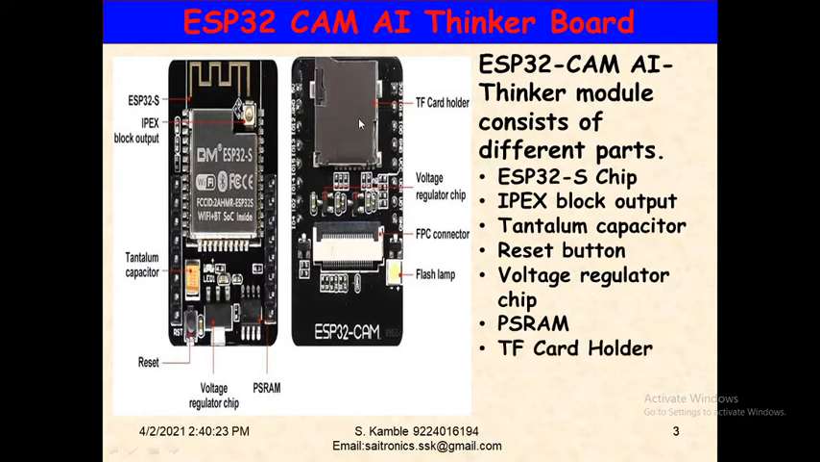TF card holder. This is the TF card holder, meaning memory card holder. You can record the video or you can record the images into the memory card, and for that the TF card holder is there. It has an FPC connector. F means flat, P means printed, C means circuit. Flat printed circuit connector, which is connected here for the camera. Then it has a flashlight. This flashlight is very useful to take the image. And one more thing, it has onboard LED 1. This is onboard LED 1.